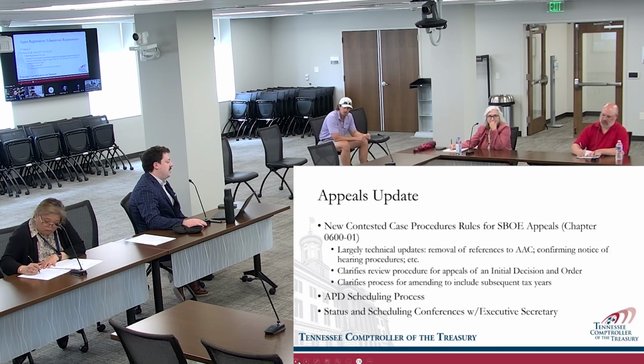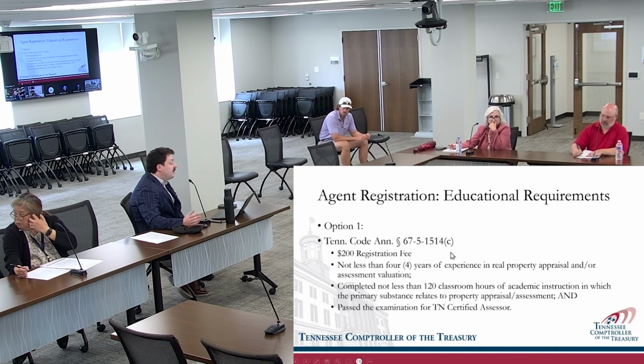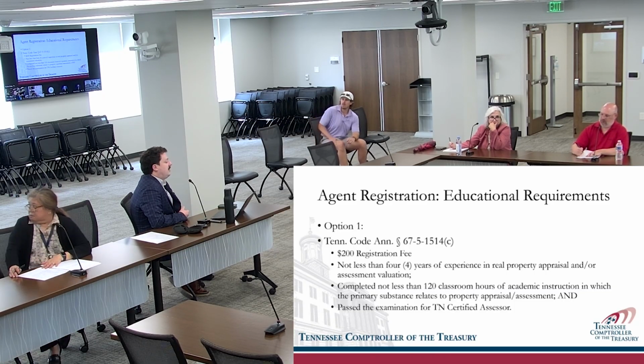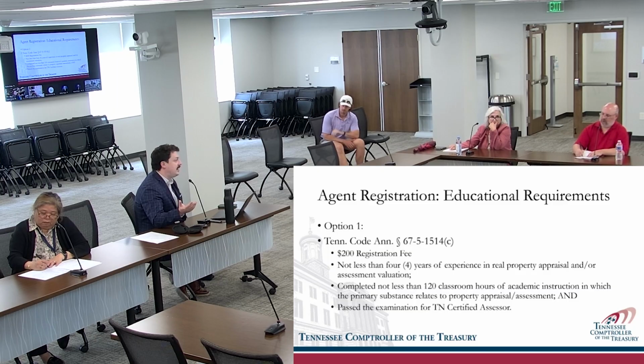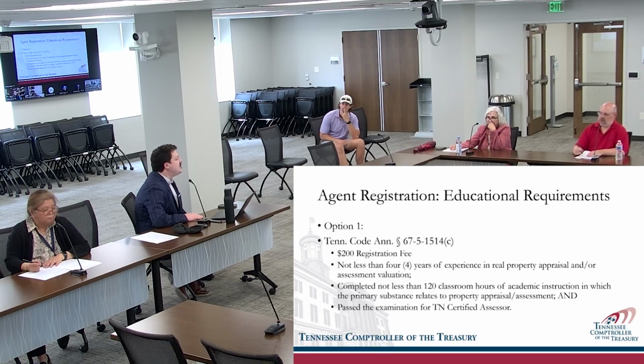Oops, too far. The next thing on our agenda, so there's no action on that, was our appeals update. Agent registration educational requirements. I think it's been a few years since we've opened these and reviewed these. So I have a couple of slides to refresh everyone's memory about what's required in order to become a registered agent. Arlene, remind me how many agents we have now. 107. We have 107 individual agents.